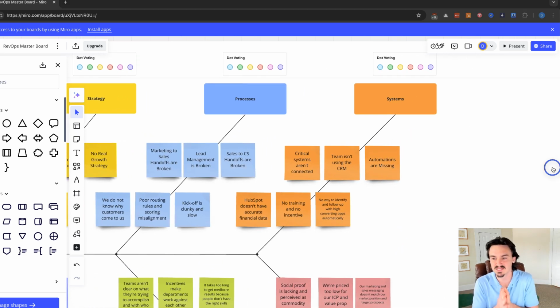Next, we have systems as a root cause. And so the three things under systems that we commonly see: critical systems aren't connected, team isn't using the CRM, and automations are missing. So if critical systems aren't connected, a lot of times the highlighted root cause is HubSpot doesn't have accurate financial data.